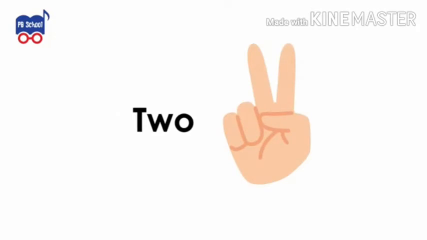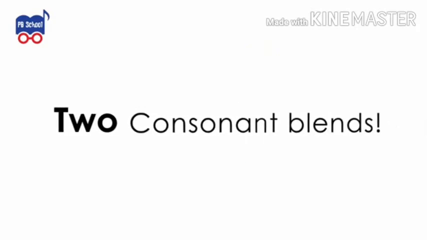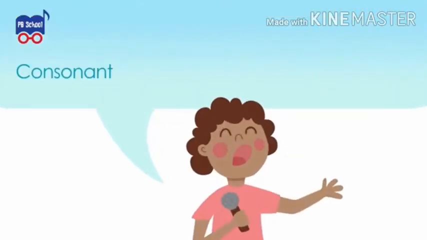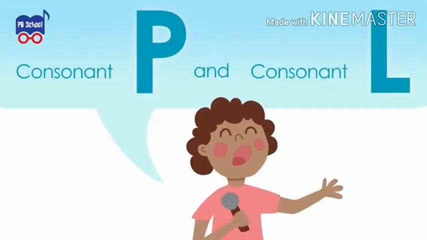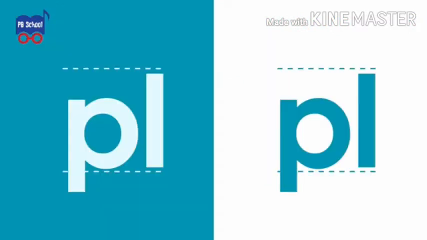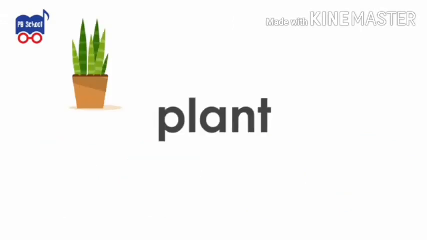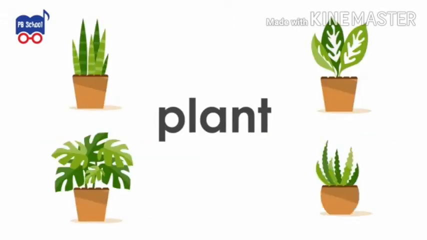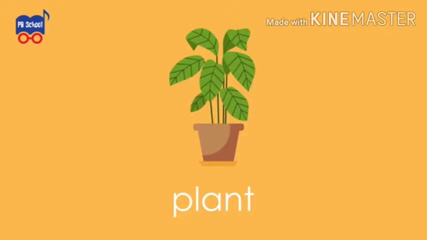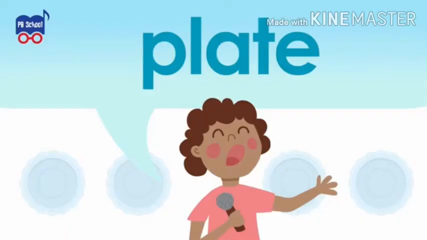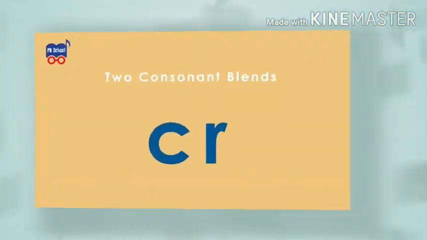Two consonant blends. This is how we do it. Consonant P and consonant L. Pl, pl, pl, pl. Plate, plate, plate, plate. Plant, plant, plant, plant. Plate, plant, plate, plant.